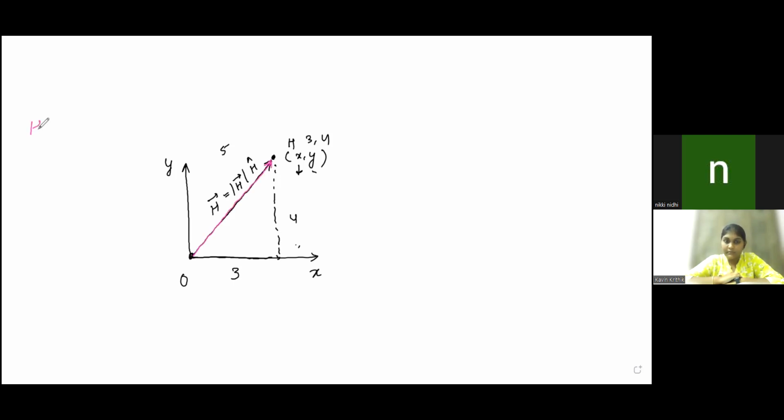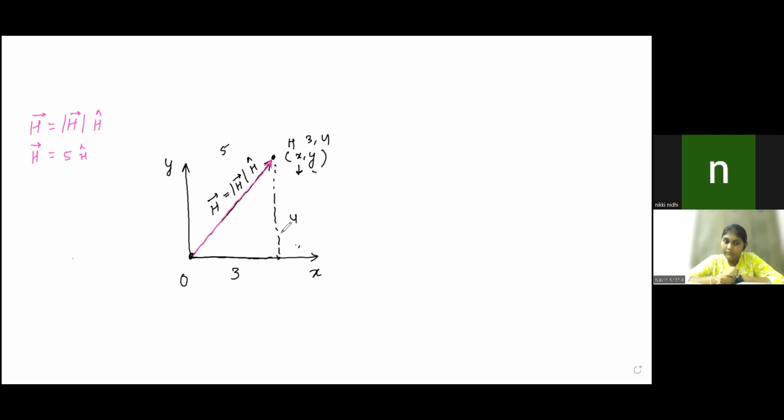And this method can be represented in vector form. This is called vector form H, where you have magnitude of H times H cap. No problem. So can I write H is nothing but go 5 units along the H cap direction, and you'll reach.